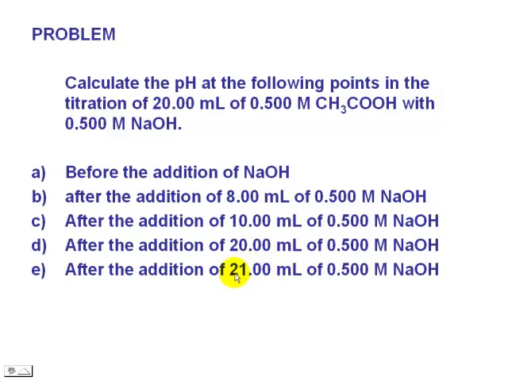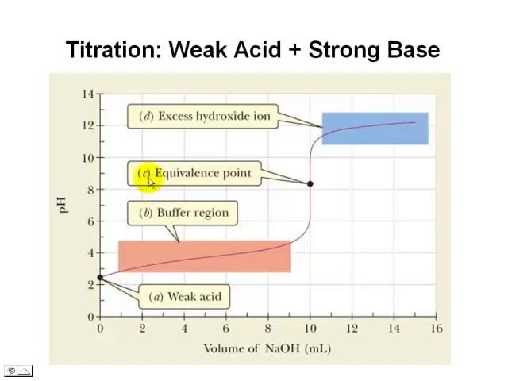It really is in our best interest with these types of problems to determine the equivalence point volume first, because the calculation before the addition of sodium hydroxide is going to be different than the calculations anywhere before the equivalence point. At the equivalence point, it's a different type of calculation, and then of course beyond the equivalence point, another type of calculation. So it's really best to determine the equivalence point volume, and then we know what area of the titration curve we're in.